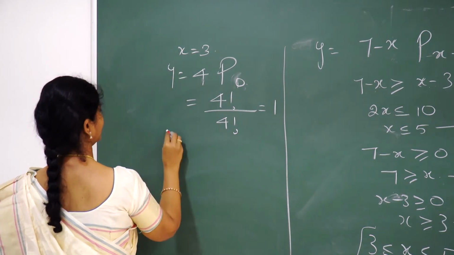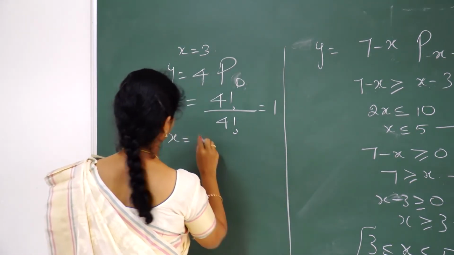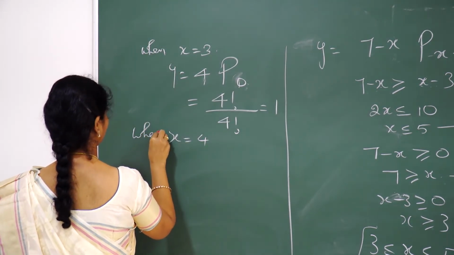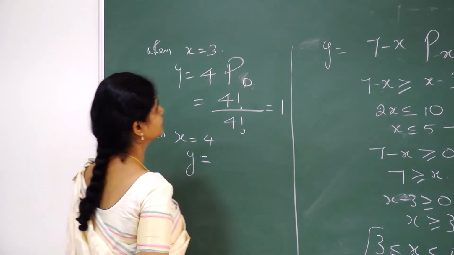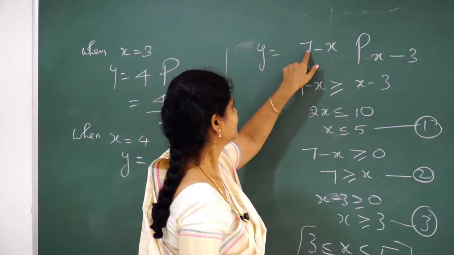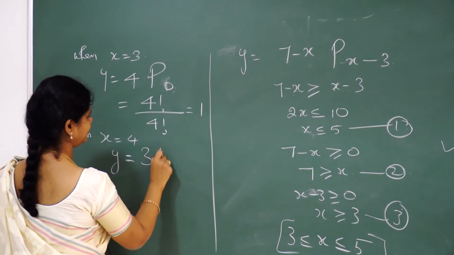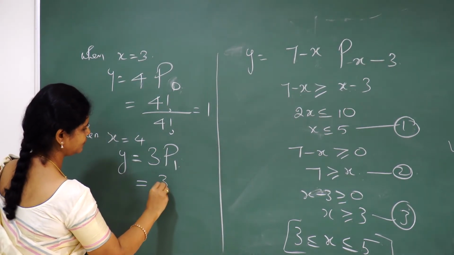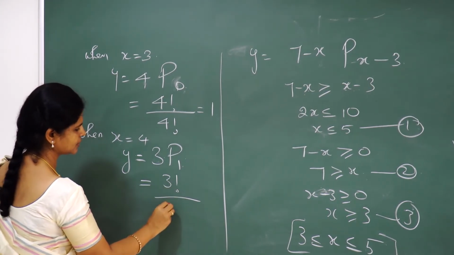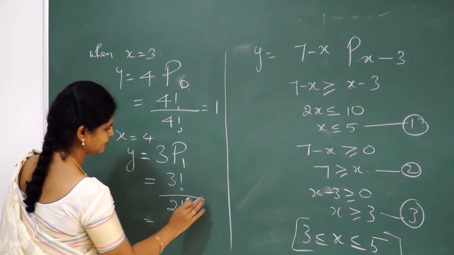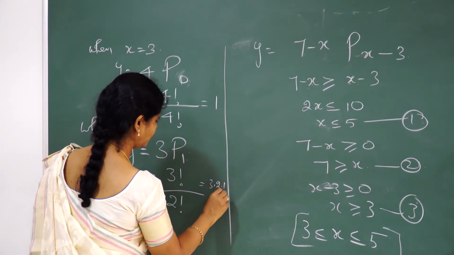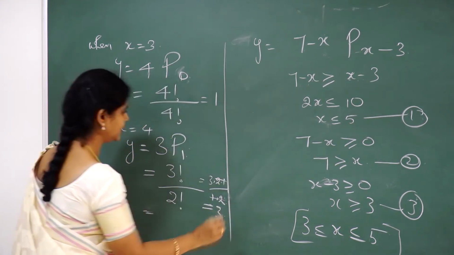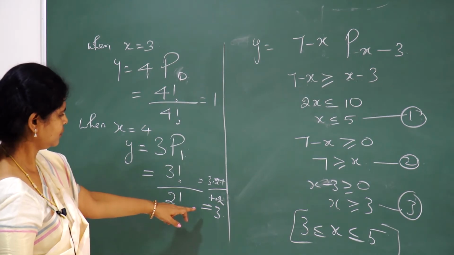Next, when x equal to 4, what is the y value? y is equal to, substitute 4 here, 7 minus 4 is 3. So 3P, next 4 minus 3 is 1. So what is the formula? This is 3 factorial divided by 3 minus 1 is 2 factorial. So the answer is 3 into 2 into 1 divided by 1 into 2. So cancel this, the answer is 3. Okay, so you are getting here y value 1, here y value 3.